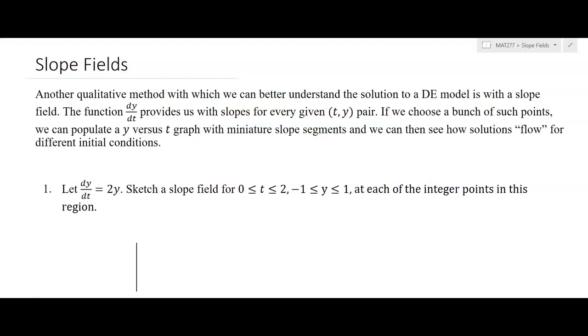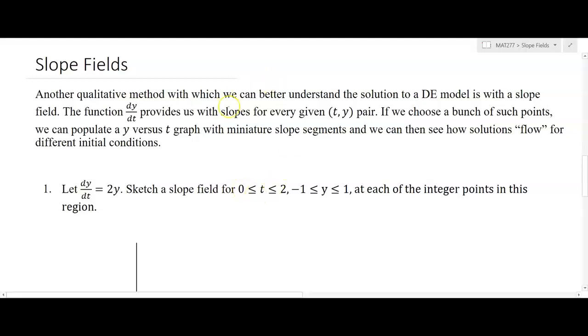Geometrically, a slope can be visualized by a line segment that has a steep or not so steep incline, or a steep decline, or not so steep decline, or anywhere in between, of course. Every time we generate a slope for a given input, we can, at that ordered pair on the ty graph, sketch a small vector that represents the slope at that point.